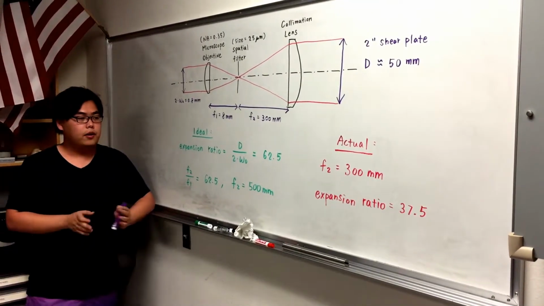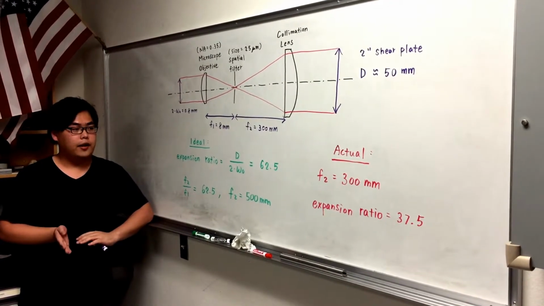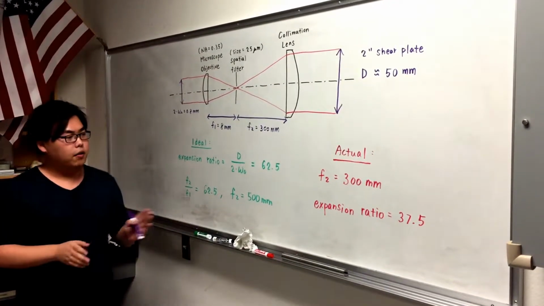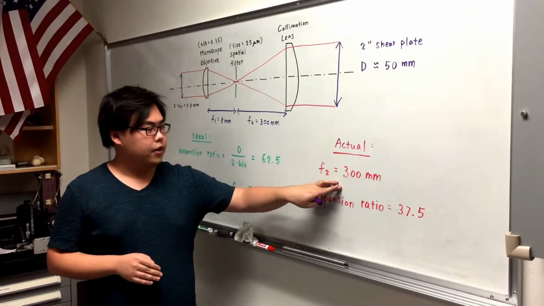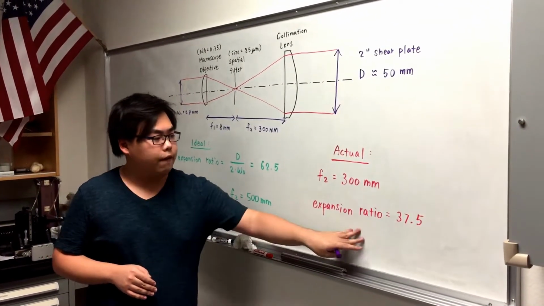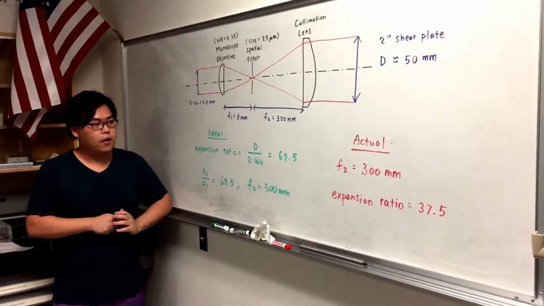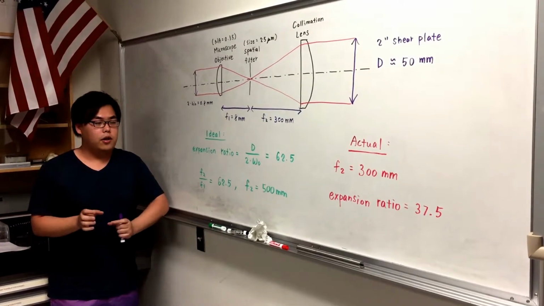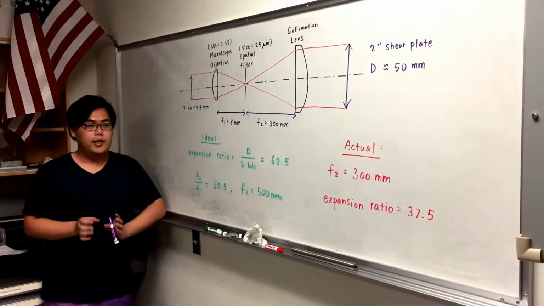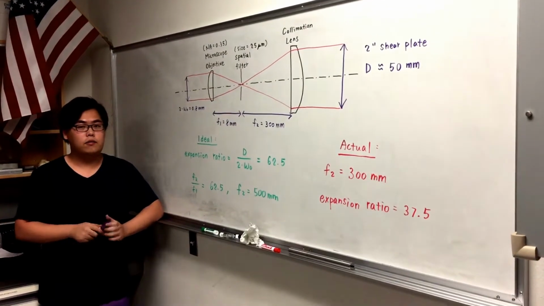However, in the lab, the only available focal lengths of the lenses are 300 and 800 millimeters. So we decided to go with the 300 millimeter lens, which gives us the actual expansion ratio of 37.5. Using a lens with a smaller focal length will give us smaller collimated beams, which makes it a little bit harder to measure the shear distance later on.